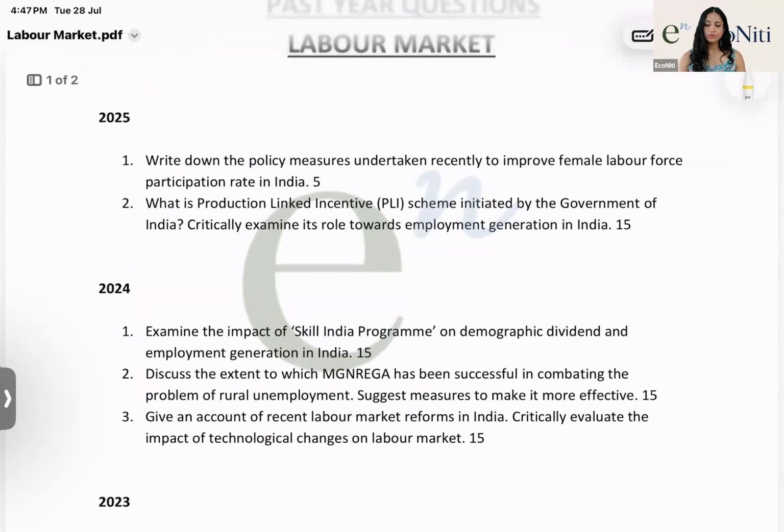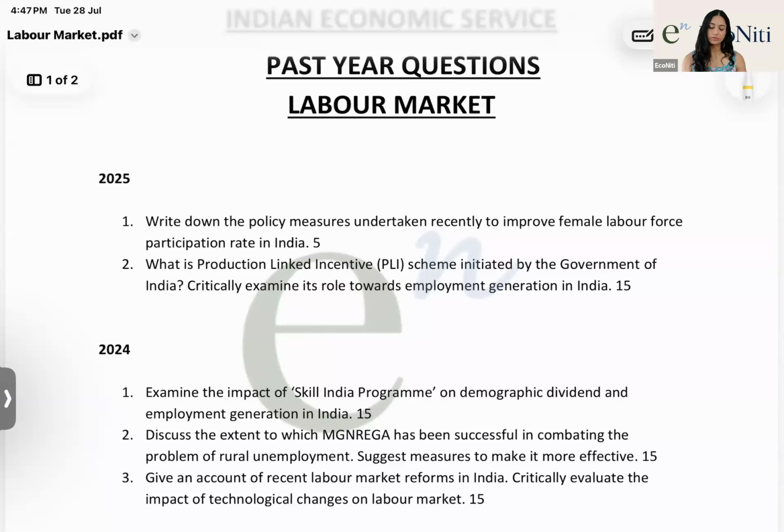Let us look at the kind of questions. ये तो मैंने segregate किया, तो सारे labor वाले ही questions हैं. Write down the policy measures undertaken recently to improve female labor force participation. तुम्हें पता है क्या होता है, तुम उस बारे में लिखोगे और फिर policy measures बताने लग जाओगे. What is PLI?